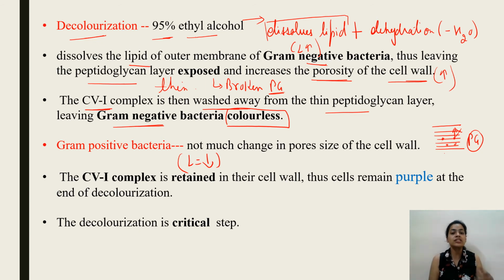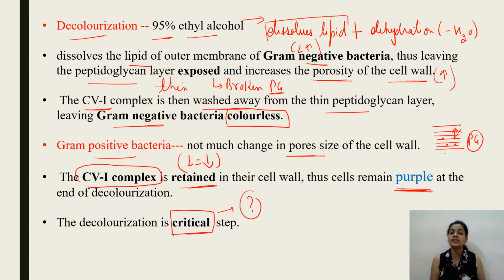We can say generally the pore size of the membrane in the case of gram positive will not increase, and as a result, the CV and I complex will be retained in the cell wall, and even after decolorization, the gram positive bacteria will remain purple. This decolorizing step is very critical. The reason is what I have already told you in the previous slide, that we should apply this decolorizing agent for only 5 to 10 seconds.